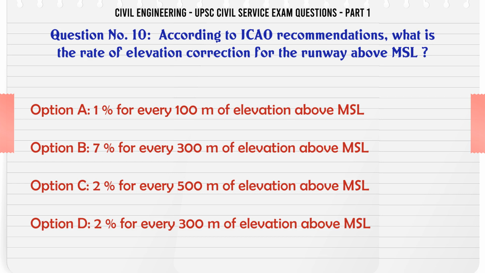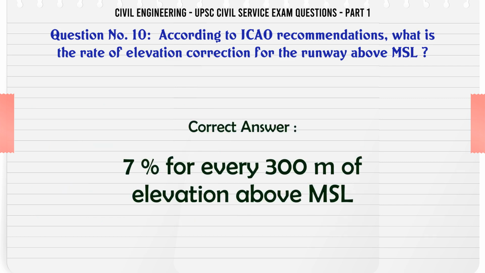According to ICAO recommendations, what is the rate of elevation correction for the runway above MSL? A. 1% for every 100 m of elevation above MSL. B. 7% for every 300 m of elevation above MSL. C. 2% for every 500 m of elevation above MSL. D. 2% for every 300 m of elevation above MSL. The correct answer is 7% for every 300 m of elevation above MSL.